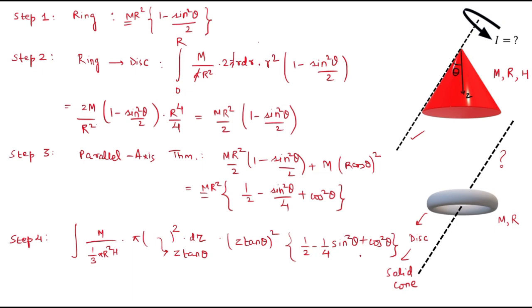For example, tan theta is nothing but r by h. Similarly, we can find sine theta and cos theta. Now the integration is obviously over z, that is our variable, and that goes from 0 to capital H. When you do this simple integration, you get the final answer. That comes out to be 3 by 20 m r square, (6h square plus r square) upon (h square plus r square). This is our final answer. I hope this video was helpful in some way. Thanks for watching.